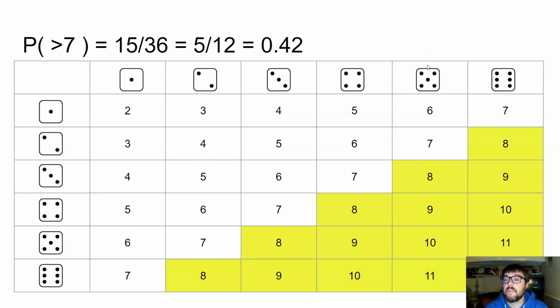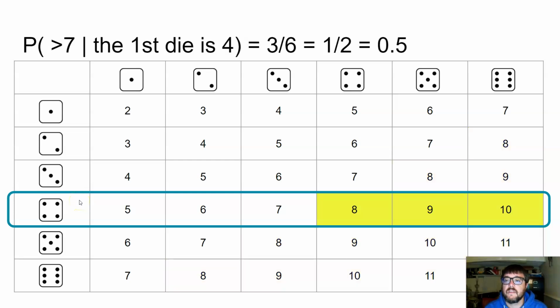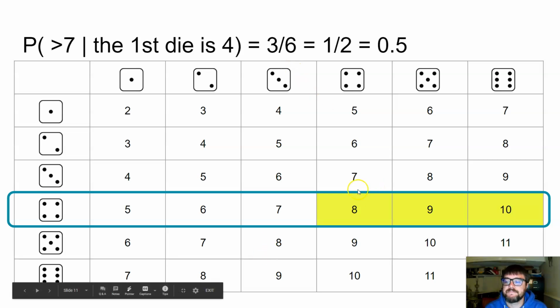But we could say, what's the conditional probability of rolling greater than 7 when the first die is 4? In that case, there are only 6 different outcomes, 5, 6, 7, 8, 9, or 10, and 3 of them are greater than 7. So the probability of rolling greater than 7, given that the first die is 4, is 1/2. So this extra information changes our probability.